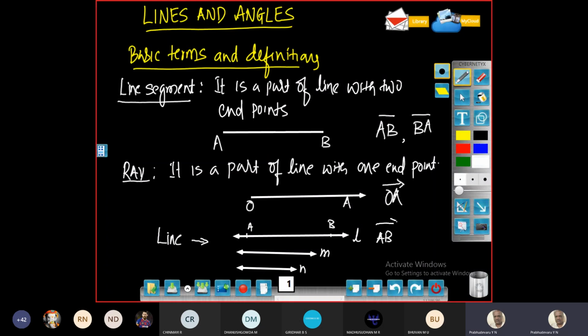So over that you will write AB with a line, with arrows on both sides. A line has no endpoints. It can be extended on either side to an infinite line. Sometimes we represent simply line L, line M, line N with small letters. So these are all the basic things you have learned in the lower classes.